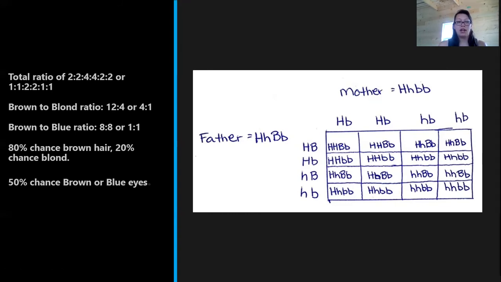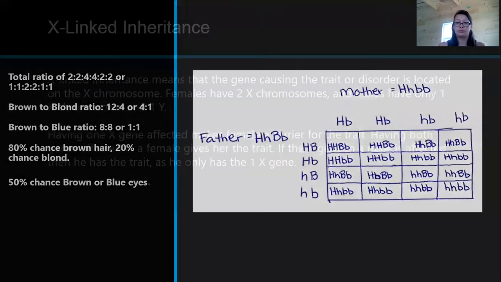So from the graph, we can tell that the brown to blonde ratio is about 4:1. So that gives you about an 80% chance of having brown hair and 20% chance of blonde hair. Our brown to blue eyes ratio is about 1:1. So that gives you about 50% chance for either brown eyes or blue eyes. And again, you just figure that out from the genotypes expressed. So two uppercase H's, you know that they're dominant for brown hair. And two lowercase h's, you know that they're recessive for blonde hair.